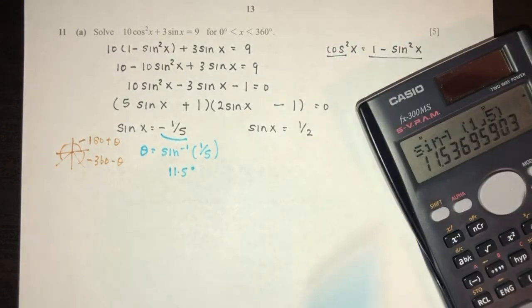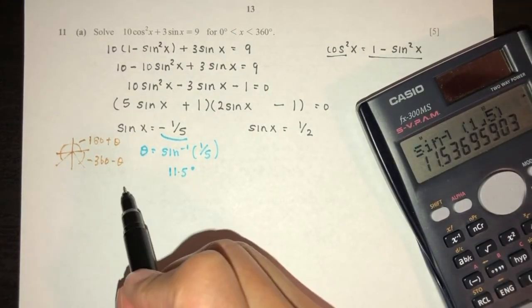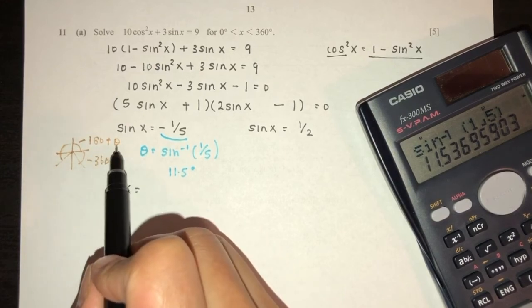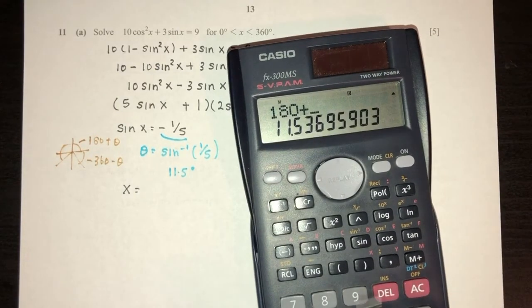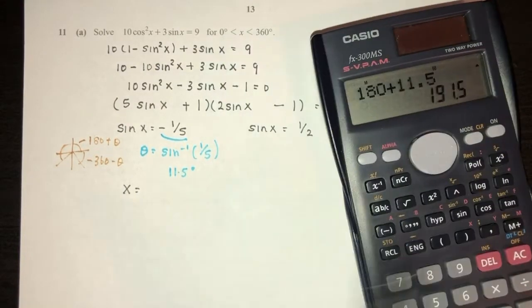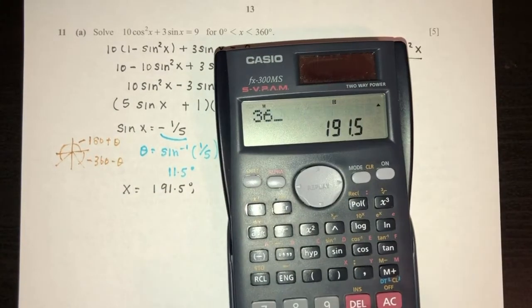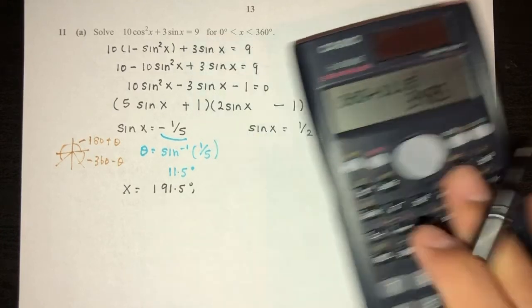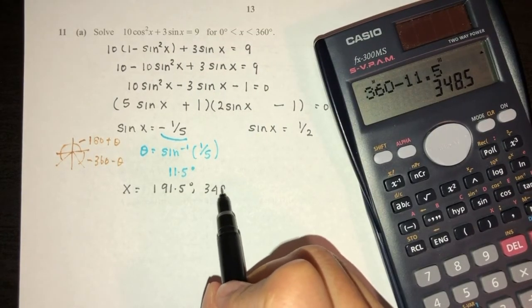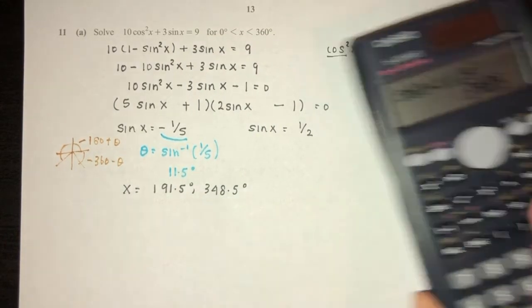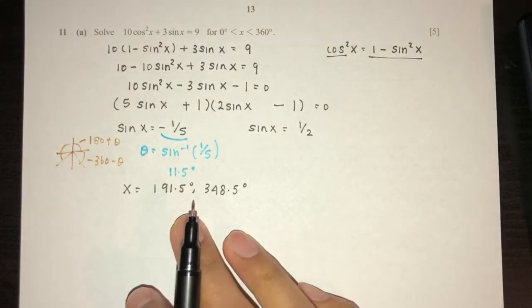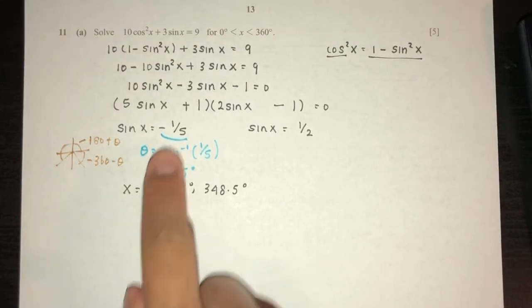Now we can use this to find the value of x. X will be according to your quadrants. It is 180 plus this value. So 180 plus 11.5, that will be 191.5. Also 360 minus 11.5, that will be 348.5. That is your values for x when this is true.